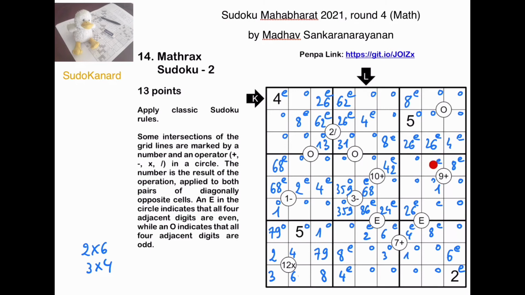This is 2, 4 or 6. I know nothing about this, so that's not very useful. Where else should I look? Here I still need 5, 7 and 9. Oh, or perhaps here. This is not 1, this is not 3. It can't be 5 because it would repeat the 5, so it must be 7 or 9.